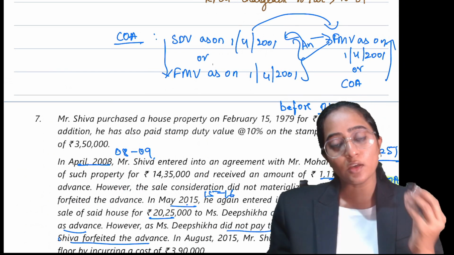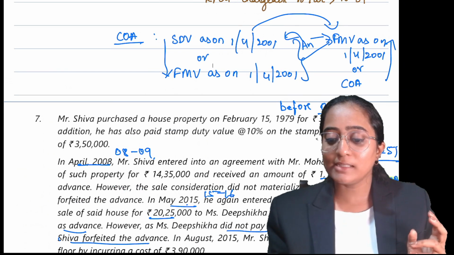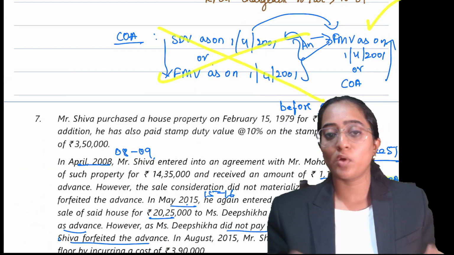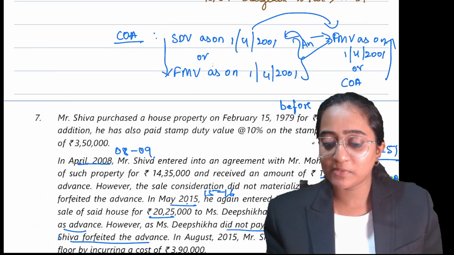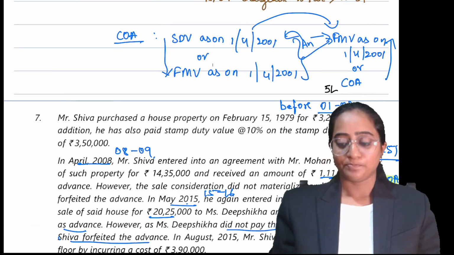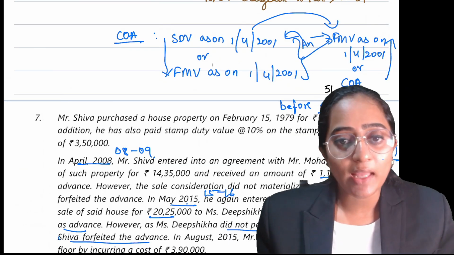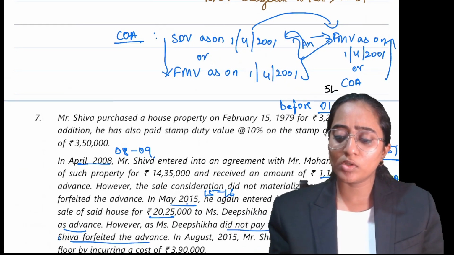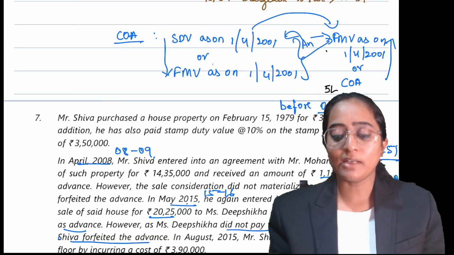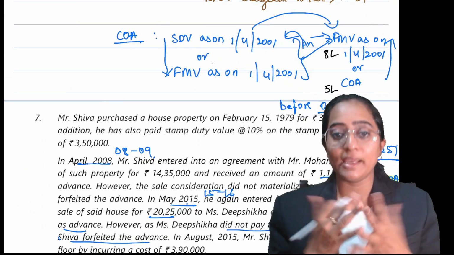What would happen is that if the cost of that is the fair market value, let's consider this provision is not there, only this provision is there. Suppose your actual cost of acquisition is, let's consider, 5 lakh. And your fair market value as on 1/4/2001 is, let's consider, some 8 lakh. That is, you have determined it as 8 lakh.